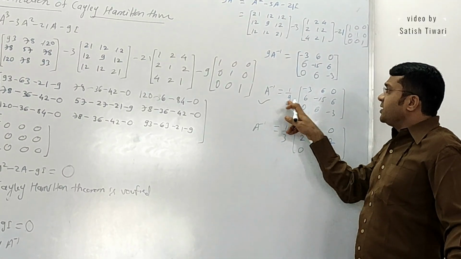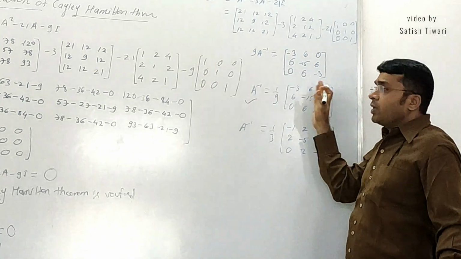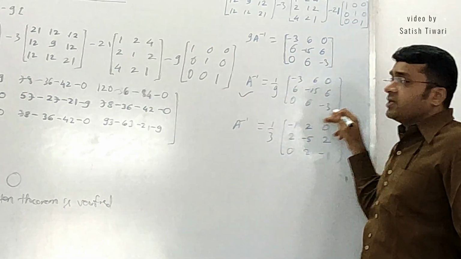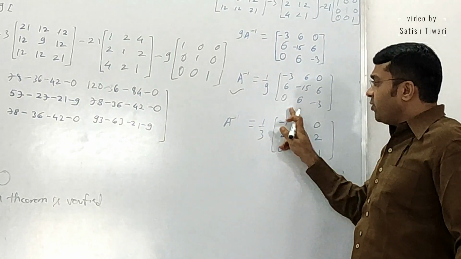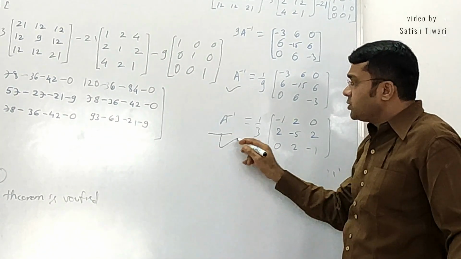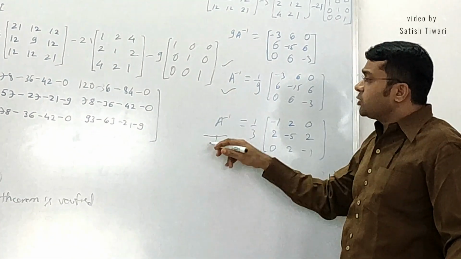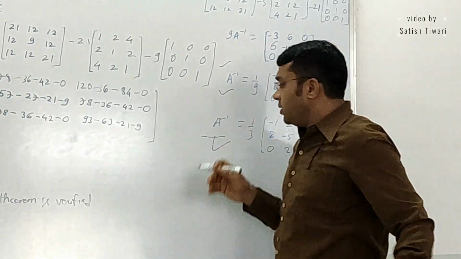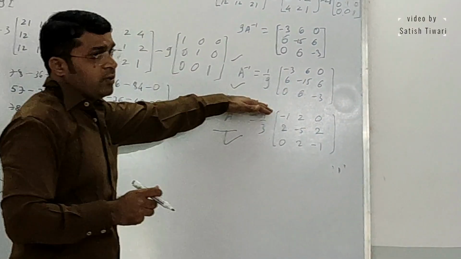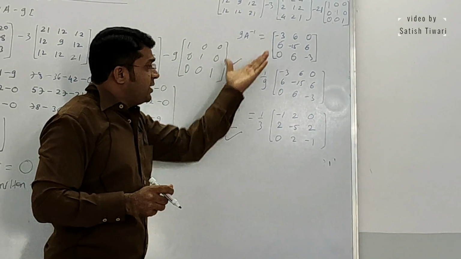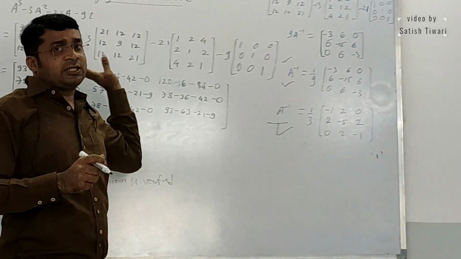So I divide the whole quantity by 3. So taking 1 by 3 common, I divide every quantity by it. I get 1 by 3 of this matrix. So this is our reduced A inverse. This is also correct. You can stop the procedure up to this as well. Okay. So this way we get the inverse of a matrix by the Cayley Hamilton theorem.